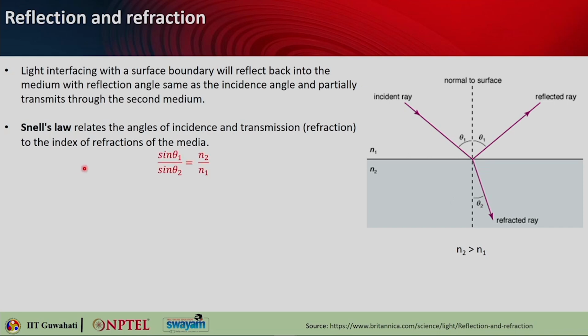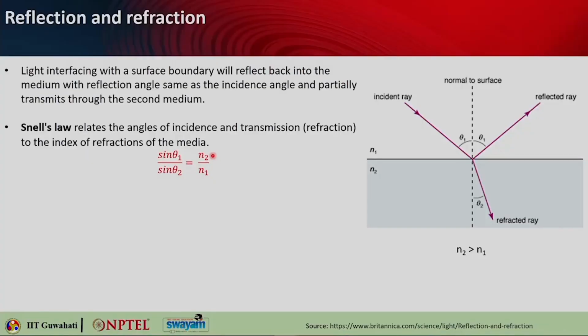Snell's law relates the angle theta 1, the incidence angle, with the refraction angle, theta 2. They are related by this equality: sin theta 1 by sin theta 2 is equal to n2 over n1, or you can write n1 sin theta 1 equals n2 sin theta 2. Now we have seen refractive index is nothing but the ratio of the speed of light in vacuum over the velocity of light in that particular medium.